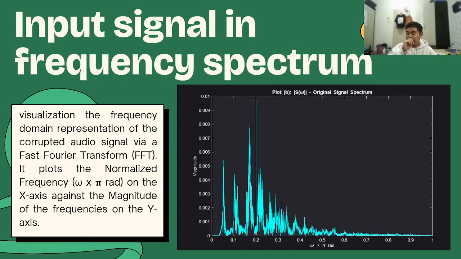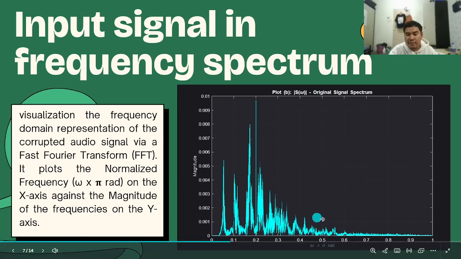So when we put it inside the original signal spectrum, we can see that the signal has a ripple at the end of the file. Okay, it's very jagged and very not stable. It shows that it is corrupted.